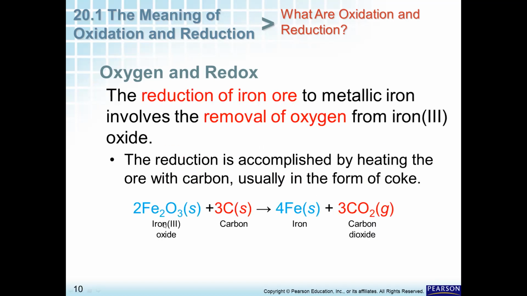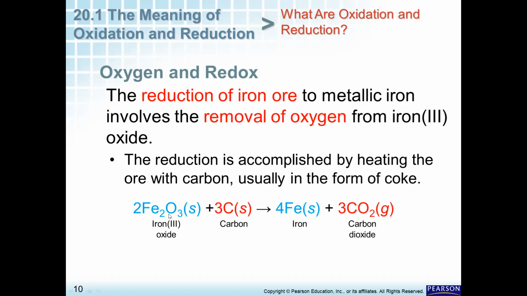For example, if you consider iron oxide, the way they manufacture iron, they take the iron ore, which is iron oxide, and react it with carbon. That will produce iron and carbon dioxide. As you can see here, the iron has lost the oxygen, and the carbon has gained the oxygen. So that's why the carbon is oxidized, and the iron in this case is being reduced.